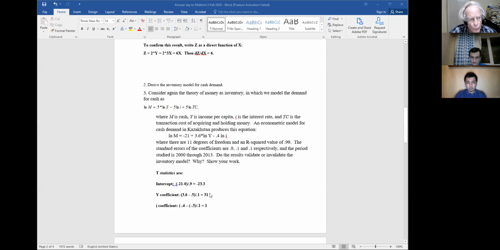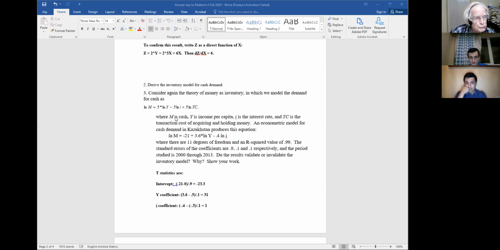So what should we do? Should we accept the inventory model or reject it? Reject it? Yeah, good. 3.6 differs a lot from 0.5, exactly. Especially given that there is not much dispersion expected in the coefficient across samples. So the conclusion is that we should reject the inventory model relative to income.